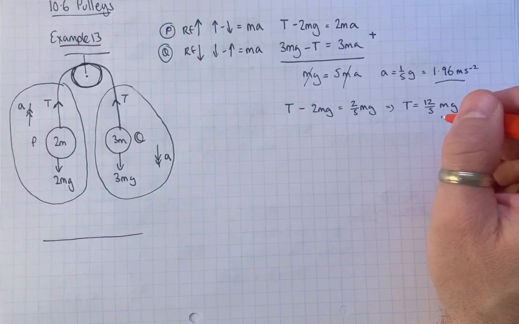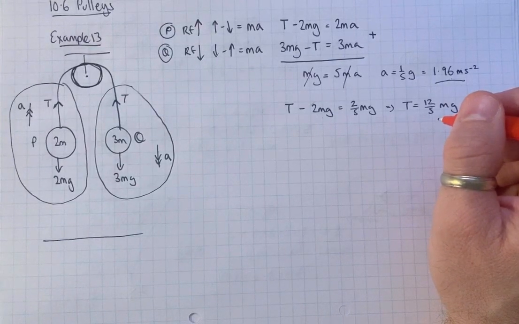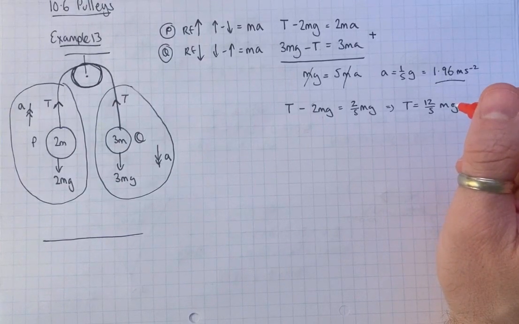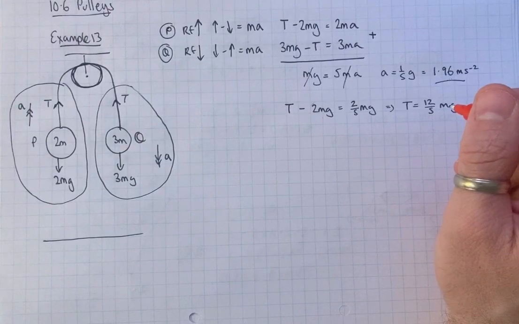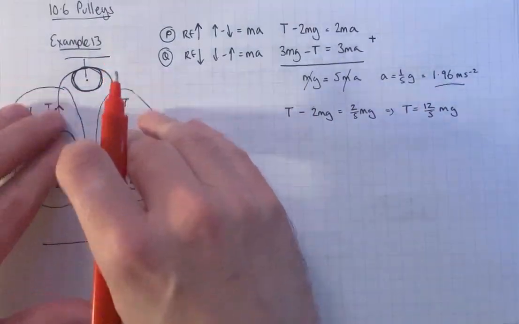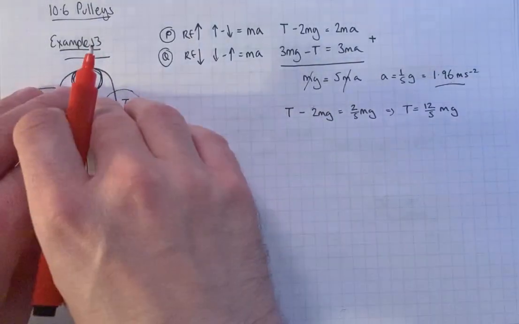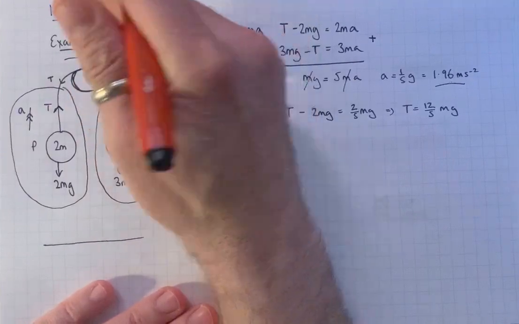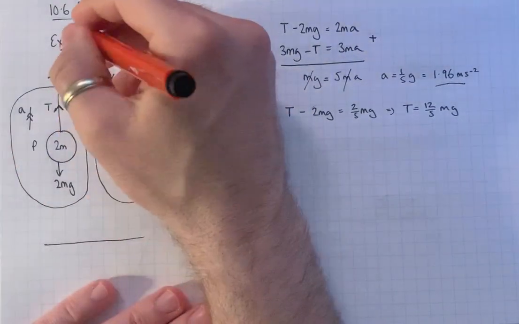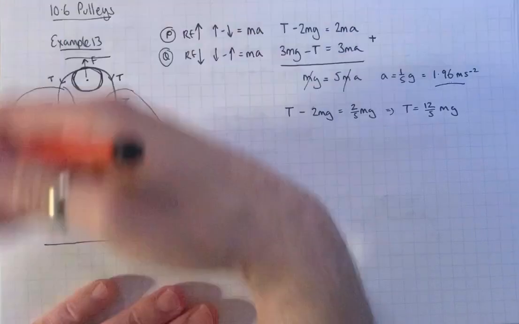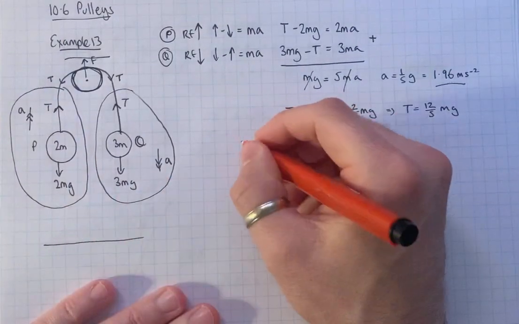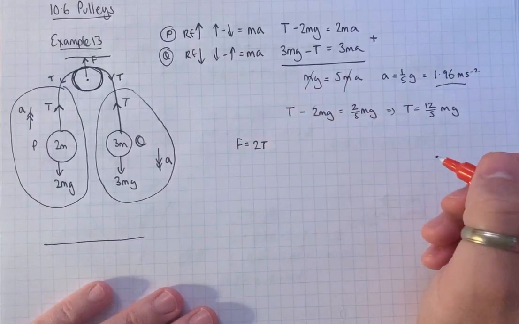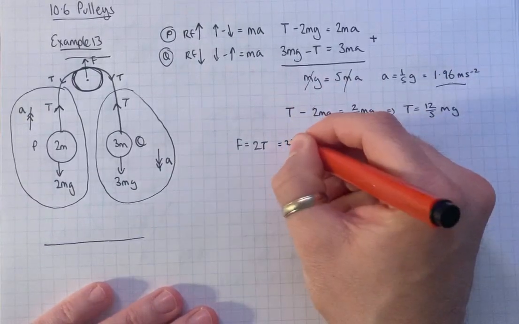So I've worked out the acceleration and I've worked out the tension. I now need to work out the force exerted on the pulley by the string. Now the string is pulling down on the pulley. Both of these two weights are pulling down on the pulley. So you also get two tensions here pulling down on the pulley. So the overall force that stops the pulley coming down and crashing to the ground must be equal to 2T, which is 24/5 mg.